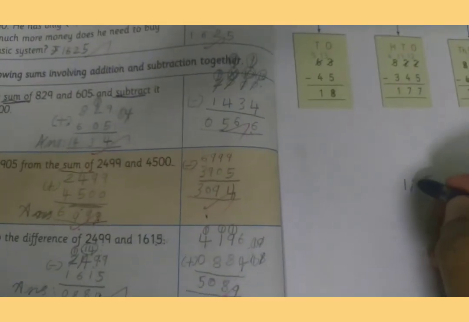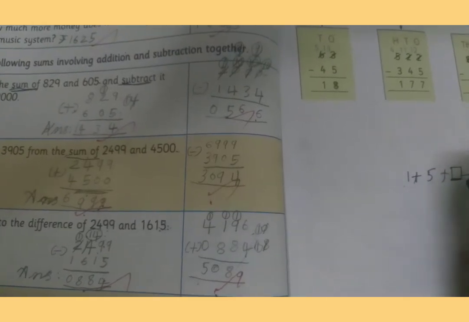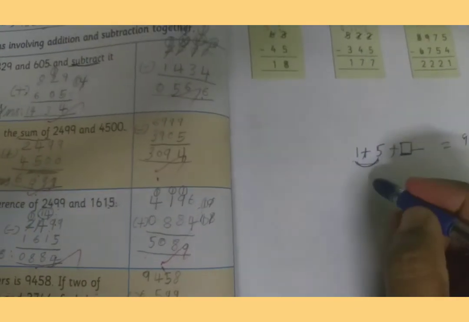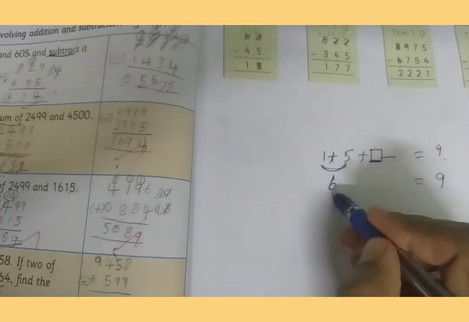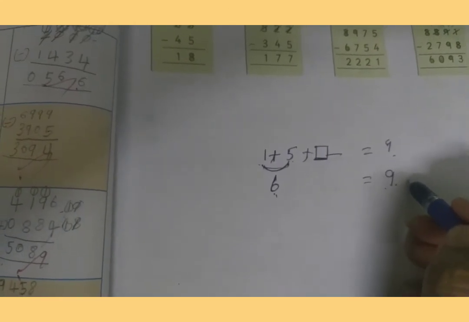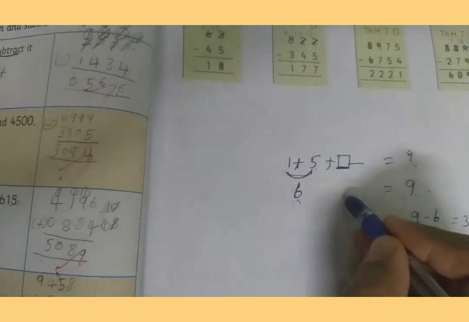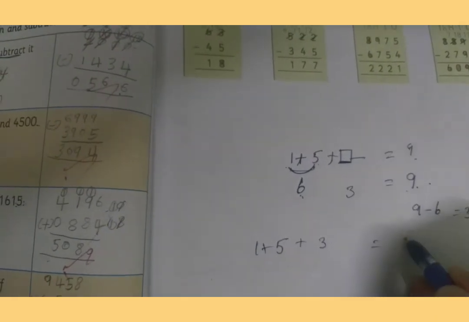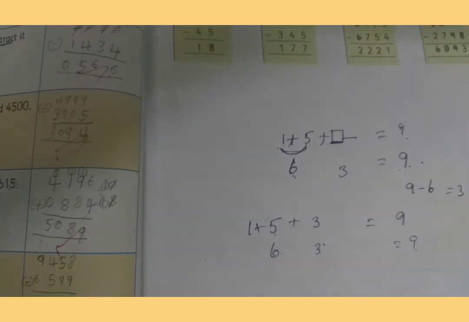Okay, they have already given the first number and the second number. The question is to find the third number. So first of all you add these two numbers, that is 6, and from that 6 you have to subtract it from the total, that is the difference. So 9 minus 6 is 3. Okay, the missing number is 3. Again you count: 5 plus 1 is 6, 6 plus 3 is 9. Okay, this is the method.